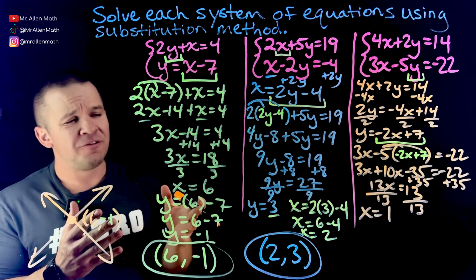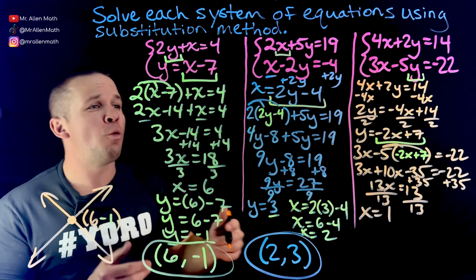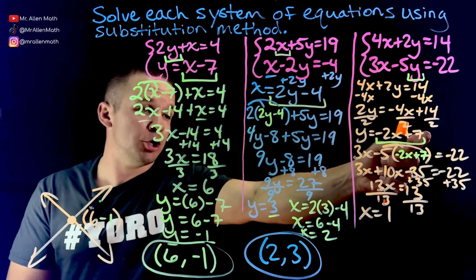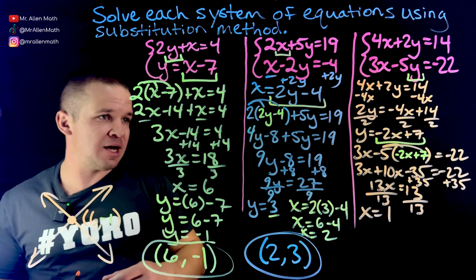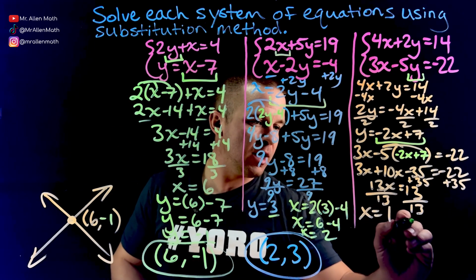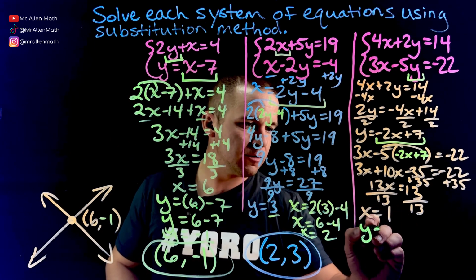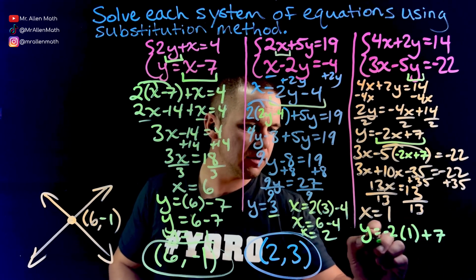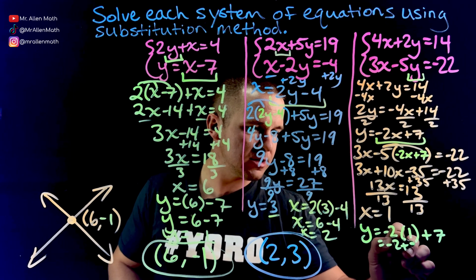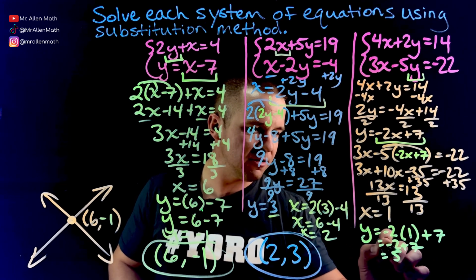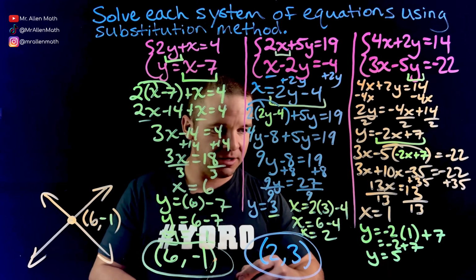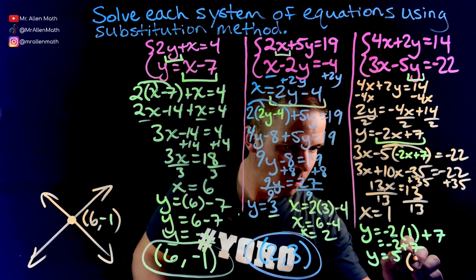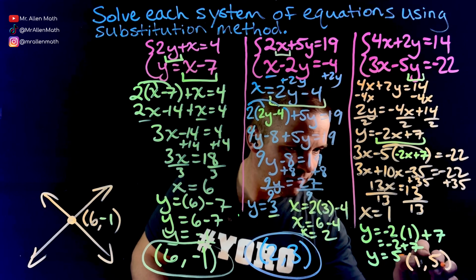Nice. If only there was an easy way to figure out what my y value is. Oh, wait, this guy right here. It's already solved for y. Why not use it, right? So I'm going to take this other marker here. We got y equals negative 2, parentheses, 1 going in for x, plus 7. So that's negative 2 plus 7, which is positive 5. So y equals 5. And my ordered pair, my final solution here, is 1, comma, 5.